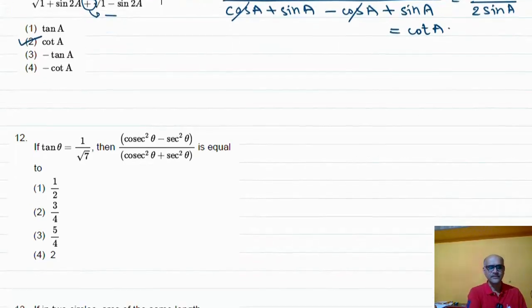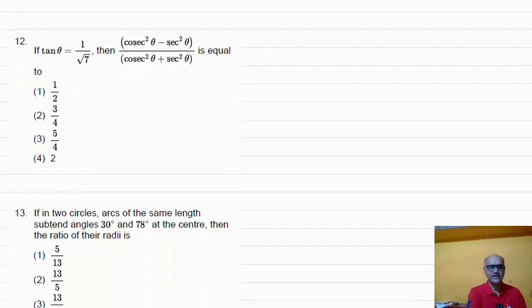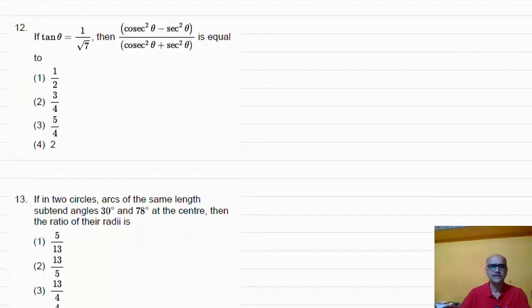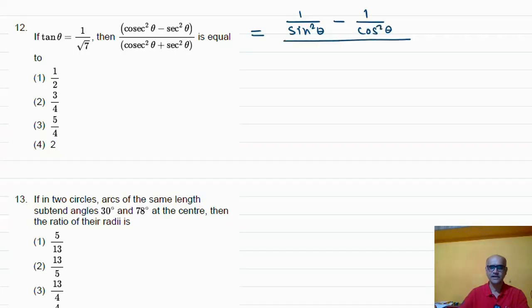Now 12th. So tan theta is equal to 1 by root 7. You are required to find the value of this. Again you can draw a triangle and substitute cosec, but I will simplify this. It becomes easy. Cosec square theta is 1 by sin square theta. Secant square theta is 1 by cos square theta. So divided by 1 by sin square theta plus 1 by cos square theta.